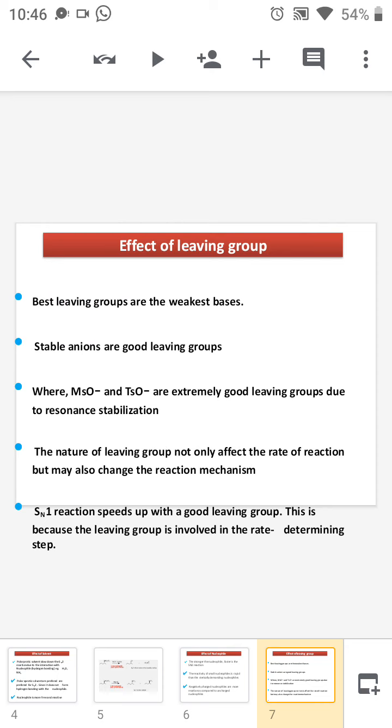And the next point is that the nature of the leaving group not only affects the rate of a reaction but also changes the reaction mechanism. So the leaving group is important in both SN1 and SN2 because these two reactions involve the leaving group. For SN1 it is involved in the first step, and in the SN2 reaction it is involved in the transition state. So in the SN1 reaction, the leaving group speeds up the rate of a reaction because the leaving group is involved in the formation of the carbocation step.